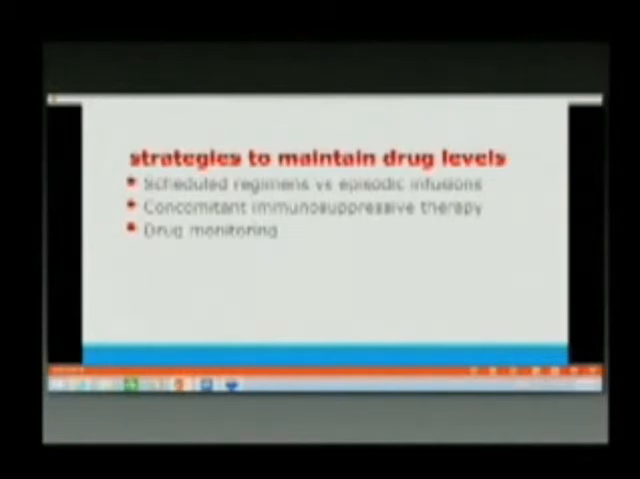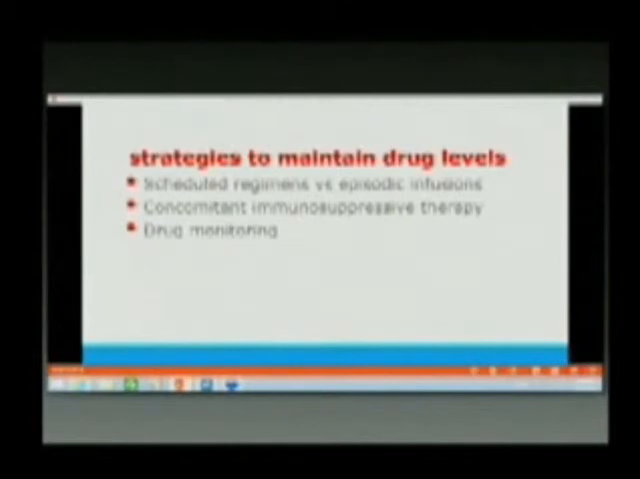So what are the strategies to maintain the drug level? We'll mention scheduled versus episodic infusions. When we were first starting to use infliximab or the other TNF agents, what was usually done was to give them episodically, meaning to say there was no maintenance therapy afterwards. And as we've always said, there are higher incidences of infusion reactions, not to mention a higher tendency to develop autoantibodies.